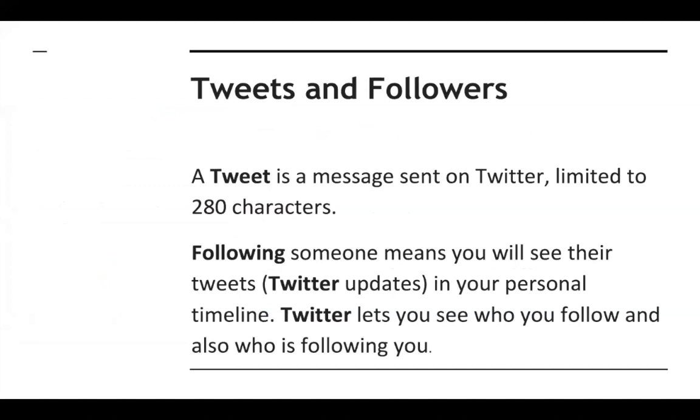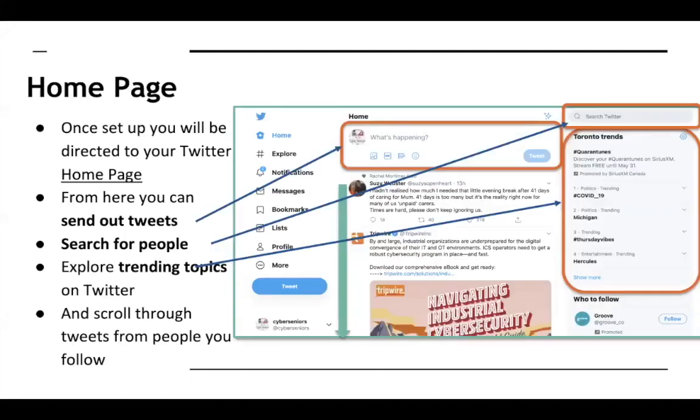Now, let's talk about tweets and what followers mean. A tweet is a message limited to 280 characters, which means just a small paragraph or maybe 2 or 3 sentences at a time. Following someone means that you will be able to see their tweets, messages and updates in your personal timeline or feed. Twitter lets you see who you follow and also the accounts that are following you back. So it will be followers and following.